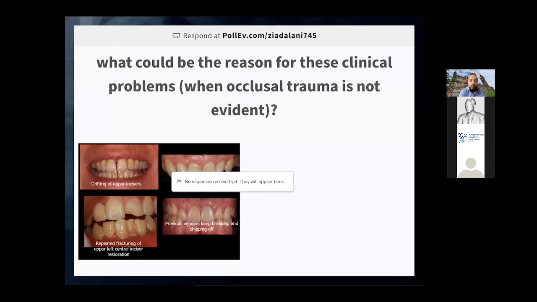You can type in now, guys. I know that some people will say occlusal trauma. I'm sure that will happen. Occlusal trauma is a wide term, but what do we mean by occlusal trauma? Is it a high restoration, one not done in a proper occlusion because it's raising the bite, or what is the main reason? Let's see what the participants think. Just put a couple of words here. What could be the reason for these clinical problems?